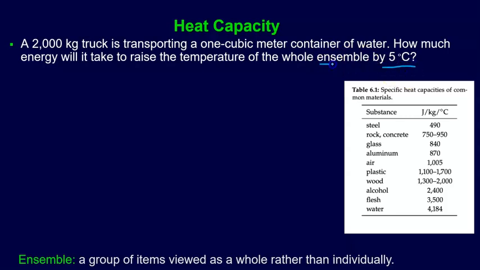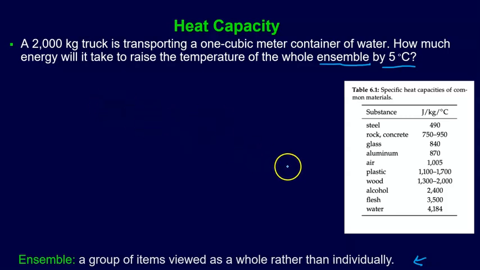So the first thing is, this happens in physics. There's words we use that generally we don't use a ton in regular life. Here's one: ensemble. So I Googled it to get the actual definition. It's a group of items viewed as a whole rather than individually. That's just the word physicists like to use. Here we're talking about one truck and then the water. We want to know how much energy it takes to raise both of their temperatures.